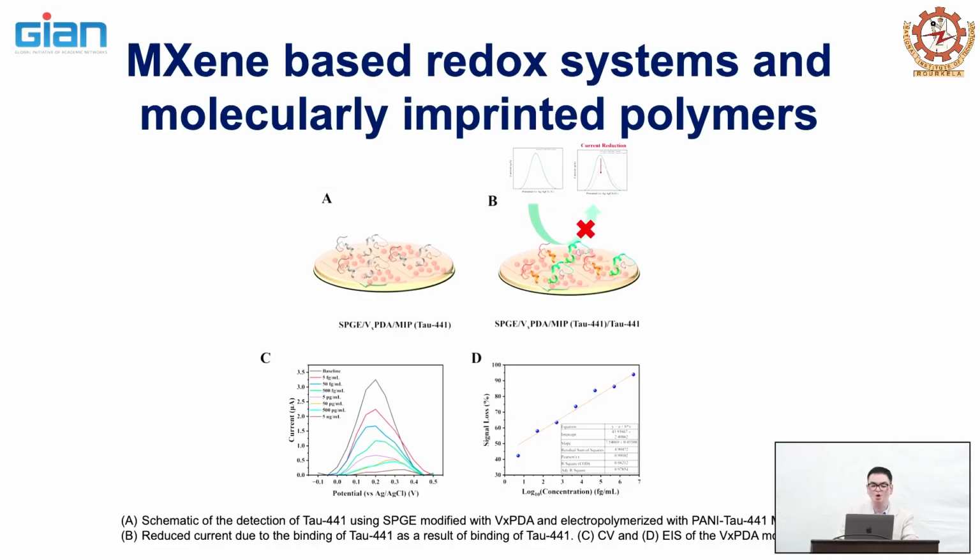And then we saw how when we combine the MXene-based redox system and molecular imprinted polymers, we managed to get a much wider dynamic range here. So that was the first example of seeing how you combine two different systems. Now, when I say bioreceptors, you can also have a bioreceptor combined with a nanomaterial system as well.